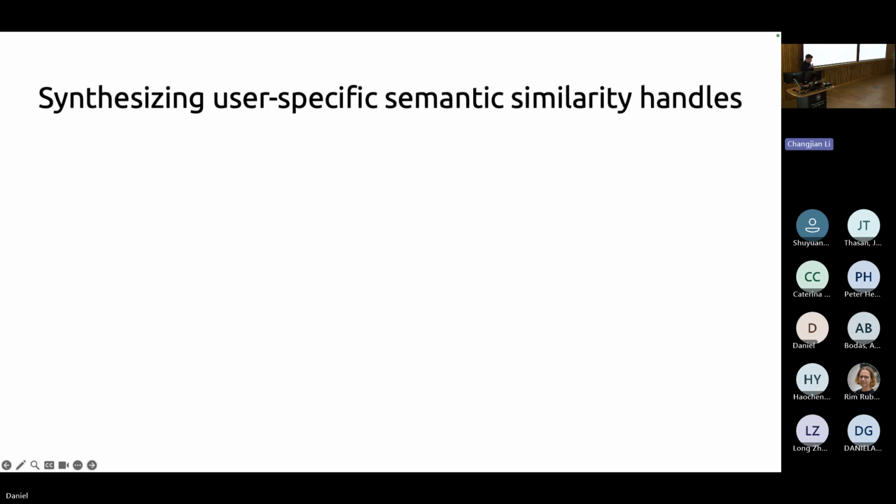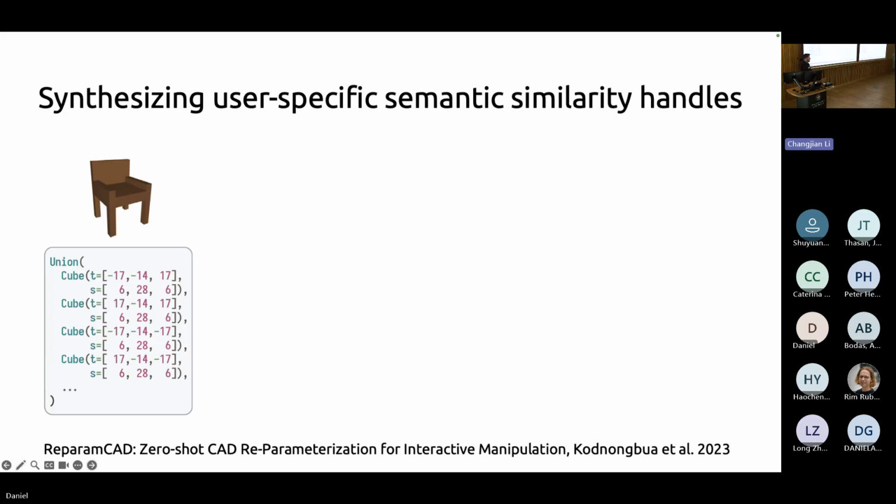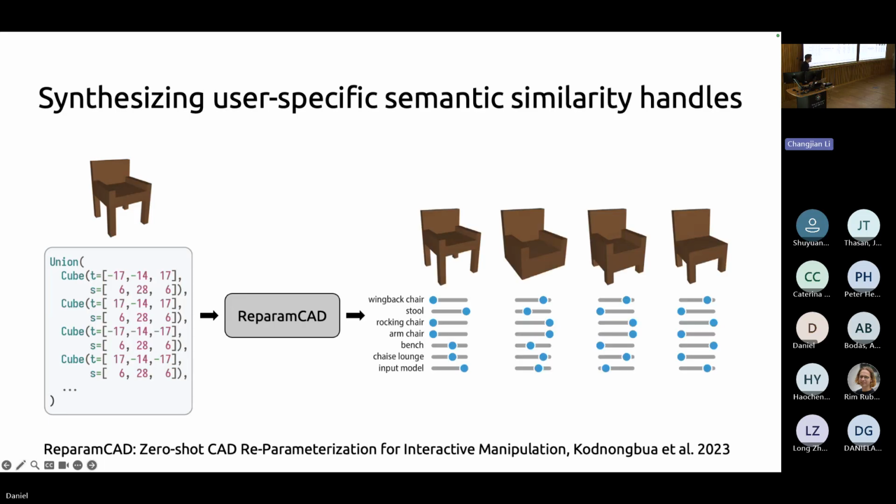An example of this idea put into practice is work done by Adriana and her student Milan, the system ReparamCAD, where you can take a 3D shape that is going to be expressed in terms of a very, very low-level parameterization. In this case, it's just a bunch of cuboids put together. And their system takes this information as input and produces a set of sliders that allow you to control how much like a certain type of chair this chair actually becomes. So you can say, I want this to look more like a bench, right? I want this to look more like a stool or less like a stool.